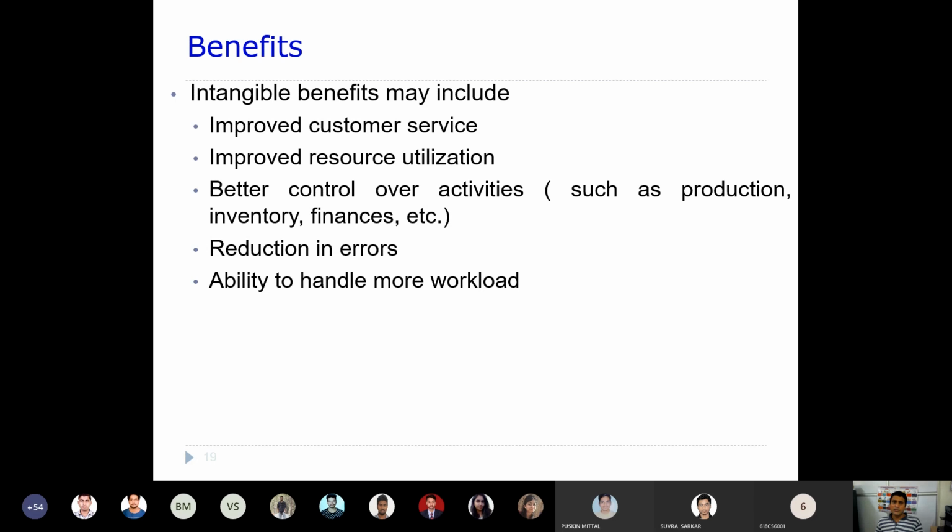Intangible benefits may include customer service, resource utilization, and better control over these activities. Maybe the number of errors has been reduced. These sorts of things can be called intangible benefits. Also the ability to handle more workload has increased, whereas previously it was not. So it's an intangible benefit.